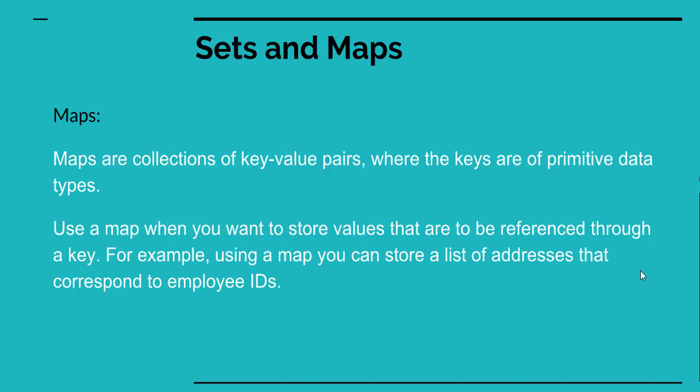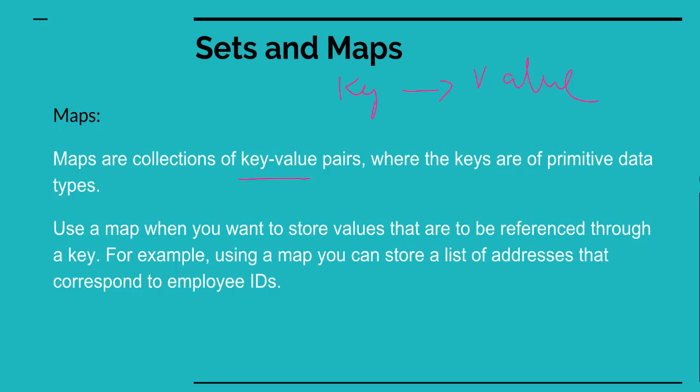Hello guys, in this particular tutorial we are going to talk about map. Now what is a map? Map is a key value pair. So in a map you will have a key and you will also have a value corresponding to the key. So it is a little different from set and list.